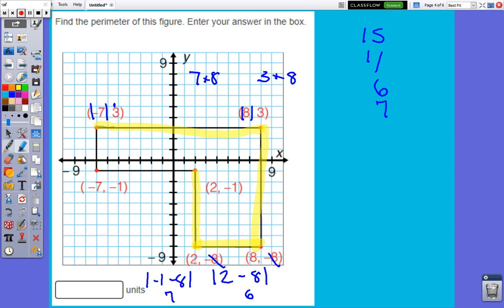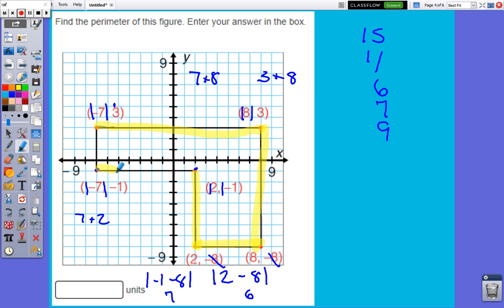I now go to the next one. I'm at negative 7, negative 1, 2, negative 1. Well, the same intercepts are the negative 1s. So I'll focus on the x-intercepts. These are in different quadrants. Quadrant 3, quadrant 4. Absolute value of negative 7 is 7. Absolute value of 2 is 2. 7 plus 2 gives me 9.